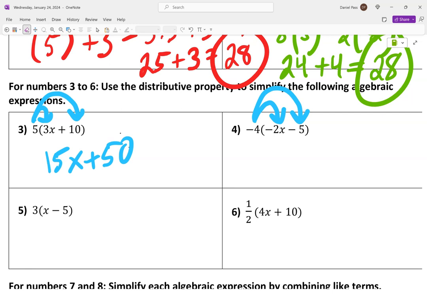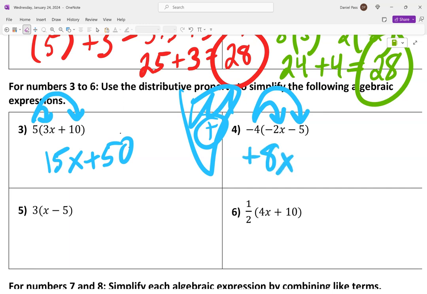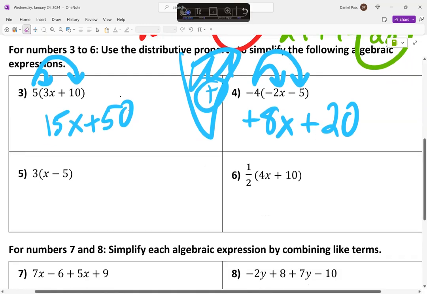Okay, Vincent, do you want to do 4 and 5 or just 5? I would like to just do 5. Okay, so negative times a negative makes a what, everybody? Positive. So, therefore, we get positive 8x. And this is also negative times negative, so positive 20. Okay, are we done? Yes, we are. All right.